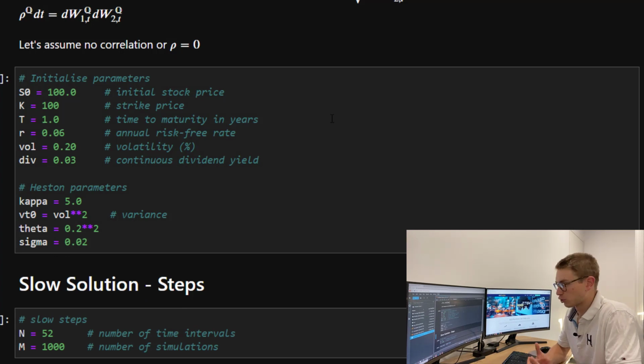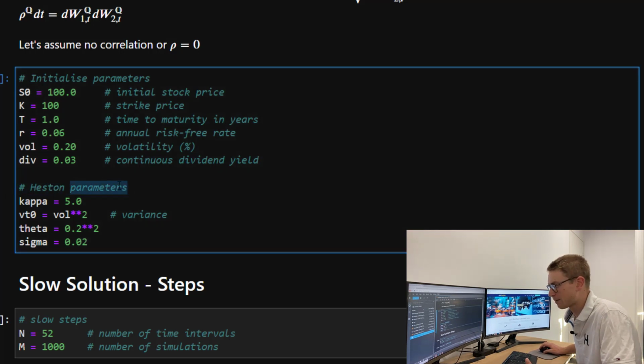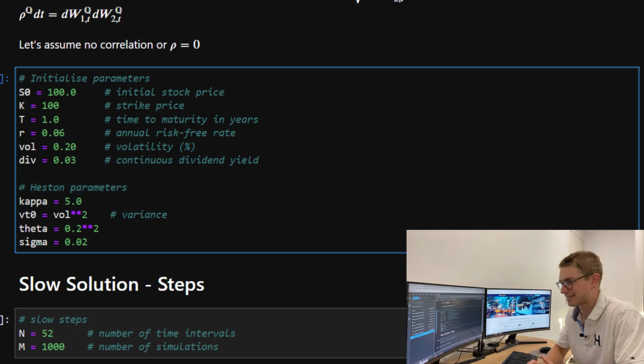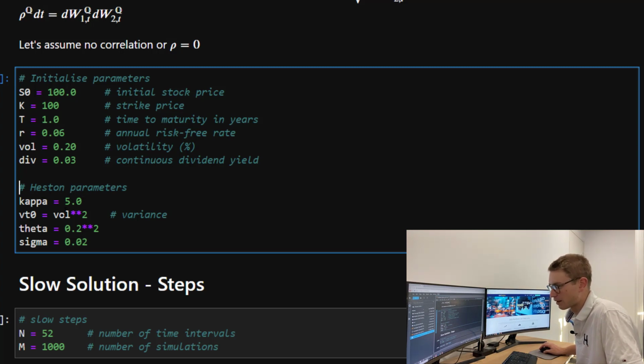So let's look at our initial parameters. Here we've got our initial stock price and our strike price, both 100. Time to maturity is just going to be 1 year. We've got a 6% annual risk-free rate, 20% volatility, and a continuous dividend of 3%. Now our Heston parameters, again, we've just made these up, but you could use any kind of machine learning technique on actual observed prices in the markets to be able to derive these. What we've got is kappa, 5, so the rate of mean reversion. We've got our initial variance, so that's just our volatility, 20% squared. Our long run variance is just going to be 20%, and our volatility of volatility, our sigma, is going to be 0.02.